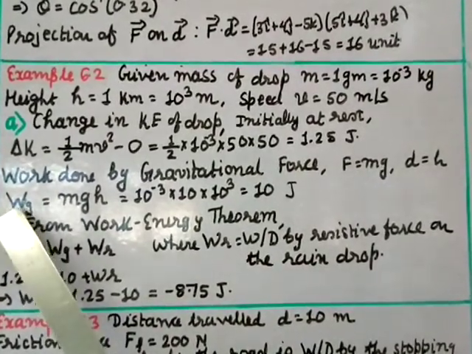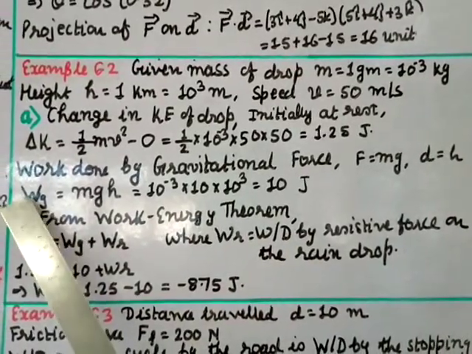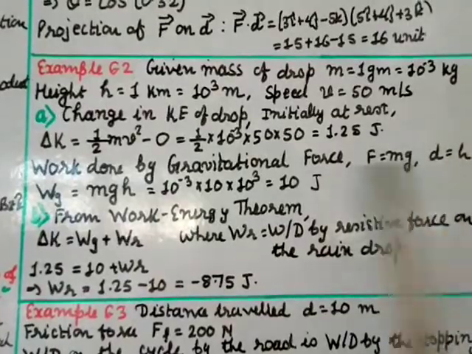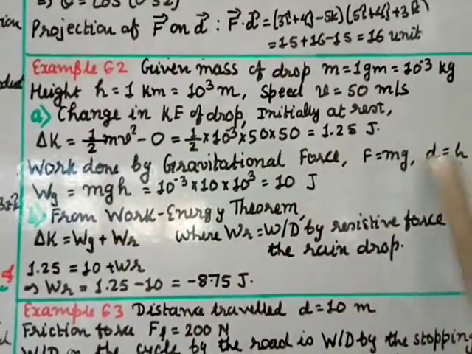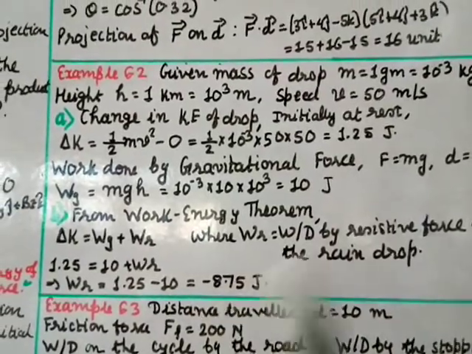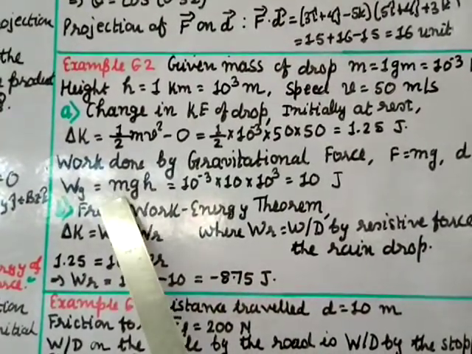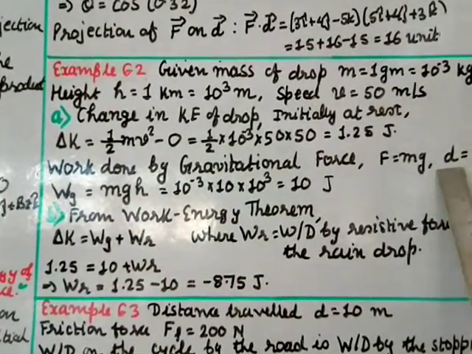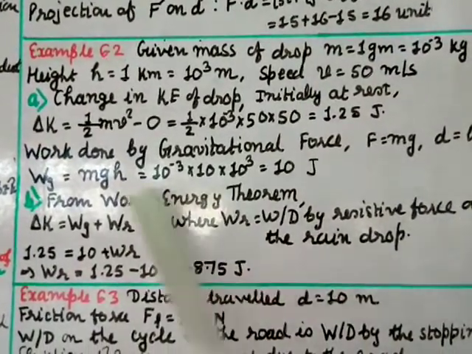So the work done by the gravitational force Wg is equal to the force F, that is mg, times the displacement d, that is h. I am using the formula W = F × d. mg is the force because of gravity, and the displacement is the height, so it is h.